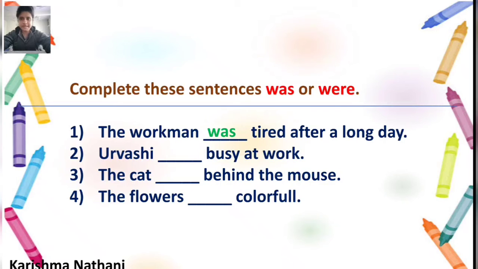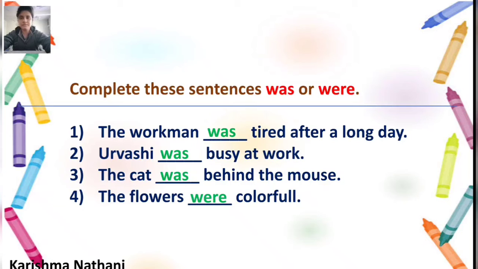Then, Urvashi dash busy at work. Urvashi, singular noun, only one girl, so was. Urvashi was busy at work. The cat dash behind the mouse. The cat, only one cat, singular noun, so the cat was behind the mouse. Then, the flowers dash colorful. Flowers, there are many flowers, plural noun.